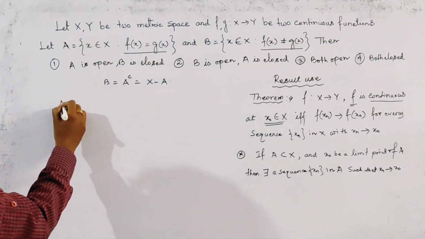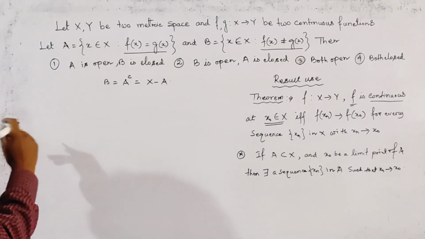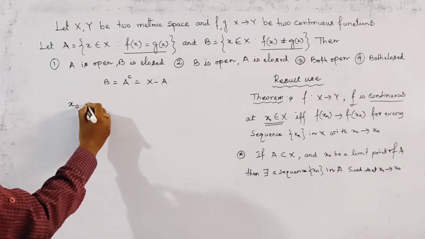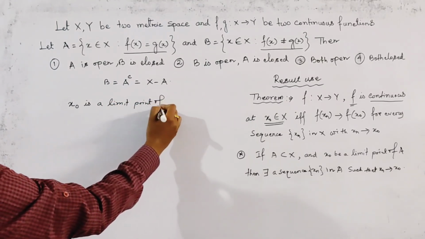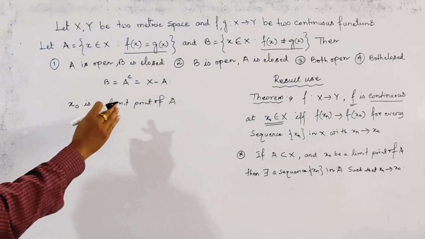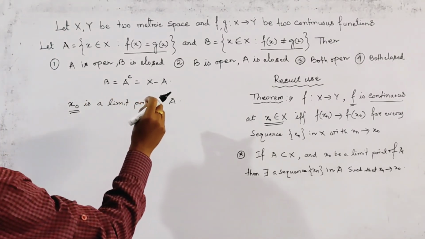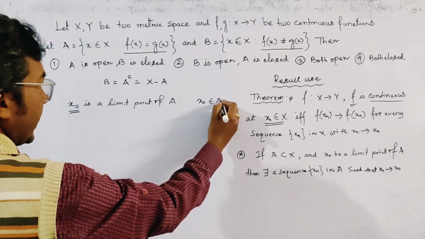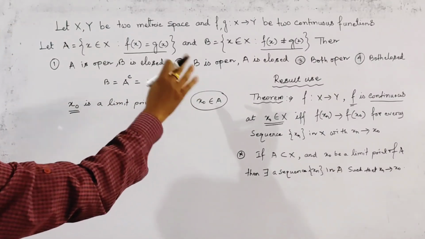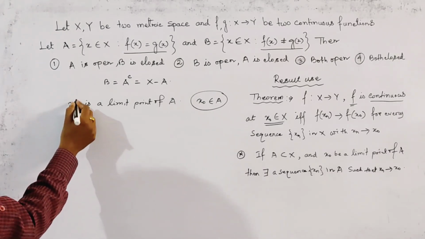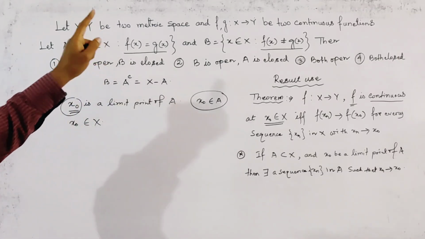Now for the set A, we test whether it is closed or not. To prove this, let x0 be a limit point of A. If we can prove x0 belongs to A, then we can say that A is a closed set, because every limit point of a closed set belongs to the set. Now x0 is a limit point, and x0 belongs to X, which is obvious because A is a subset of X.